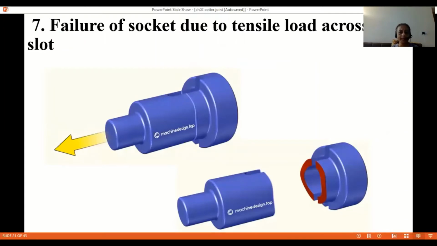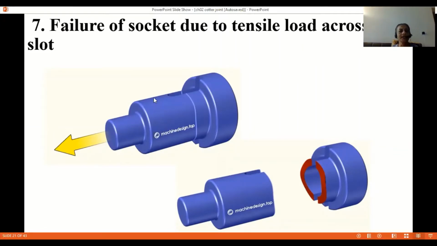So up till now, step numbers 2, 3, 4, 5, 6 were all steps of failure of the spigot. Now we will see step numbers 7, 8, 9, which are the failure of the socket end. So let us start with step number 7. We are interested to find out the diameter of the socket, the outer diameter of the socket, actually, that is diameter D1.